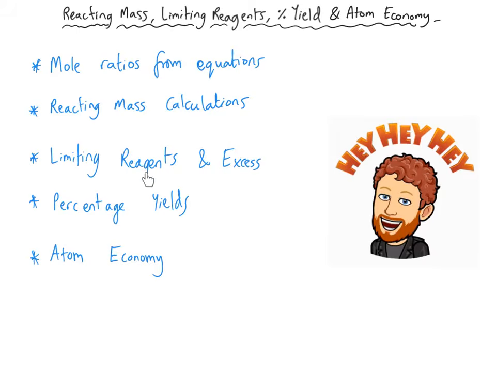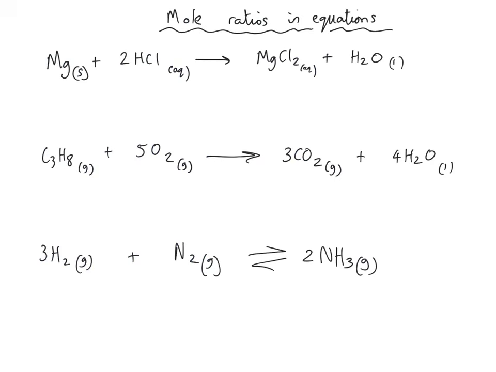We'll work out how we can see which is the limiting reagent and which is the factor that is in excess. We'll move on to percentage yields calculations and we'll finish by looking at percentage atom economy calculations and implications. Before we dive into the real heart of this video, let's take a look at mole ratios in equations and how we can use them.